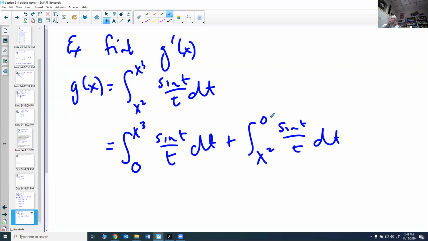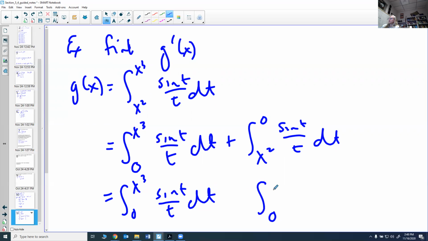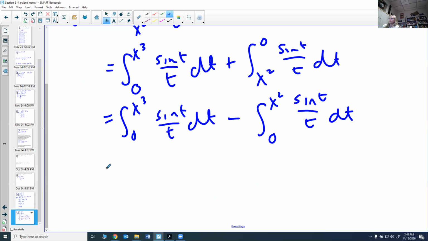So great. The only other problem is that I need to have 0 in the bottom. So I need to use a property that allows me to change that last one. So I have the integral from 0 to x cubed of sine of t over t dt. Then remember, there's a nice little property that lets me switch the limits of integration to where I can make the x squared on top and the 0 on the bottom. But to do that, it's the negative of that. So I will do the negative of that. Now I'm going to find both of these.